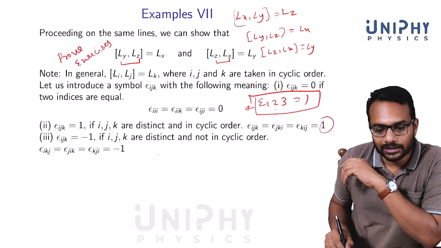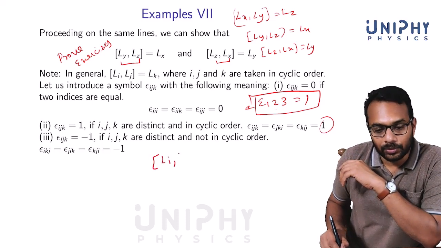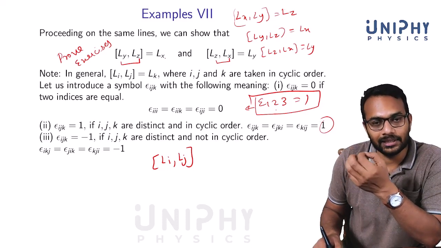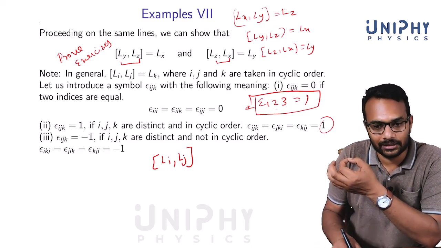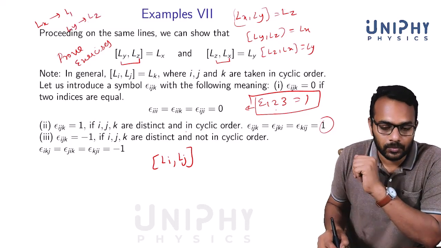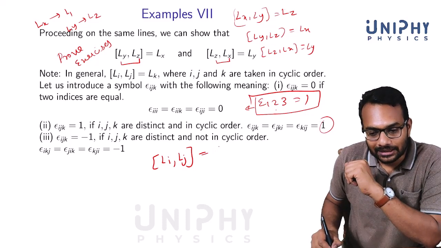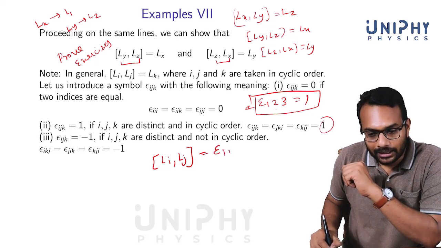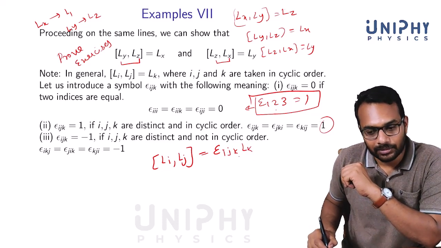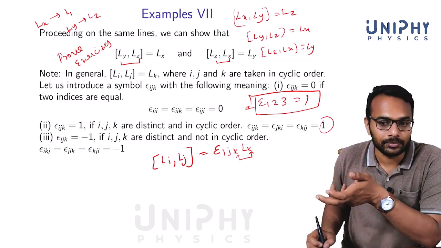We can write the result {Li, Lj}. So here, instead of Lx, Ly, Lz, we are saying L1, L2, L3. Instead of Lx, we say L1, instead of Ly, L2, etc. So {Li, Lj} is epsilon ijk Lk. Remember we are using Einstein summation convention, so this means that you have to sum over k.